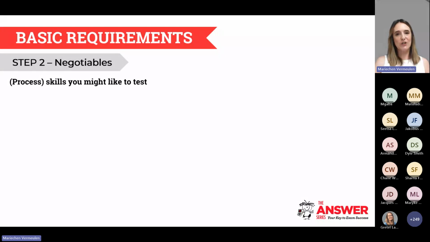Right, so those are the non-negotiables of your paper. What am I supposed to test? How am I supposed to assess it? And what is the cognitive demand? And now you can start thinking about the negotiables of your paper. In other words, the various process skills or skills that you would like to assess.